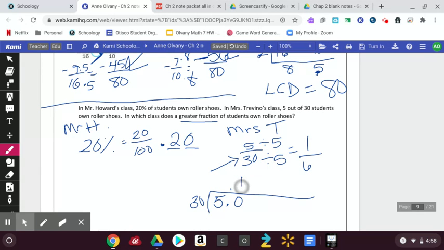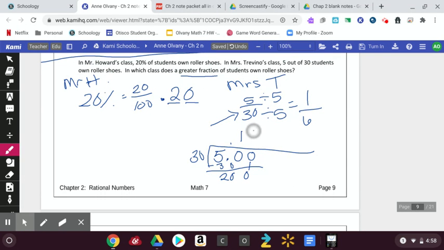30 goes into 50 one time. I'm going to subtract to get 20. Since I can keep dividing, I'm going to bring down a 0. 3 times 6 is 18, so 30 times 6 is 180. Subtract to get 20. Bring down a 0. Looks like something's going to happen here, people. What is it? I'm going to have a repeating 6. So this one is 0.16 with a 6 repeating.